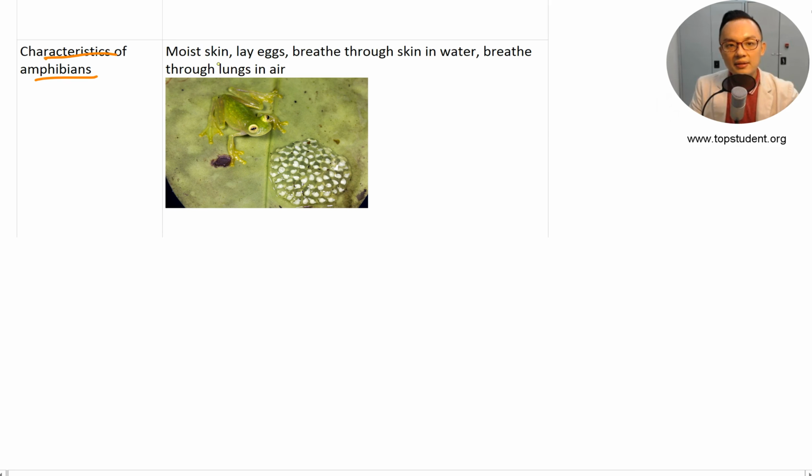Characteristics of amphibians. They have moist skin, all right. They lay eggs as well. They lay many eggs. They breathe through skin in water and breathe through lungs in air. So that's important. In water, they breathe through their moist skin. In air, they actually breathe through their lungs.